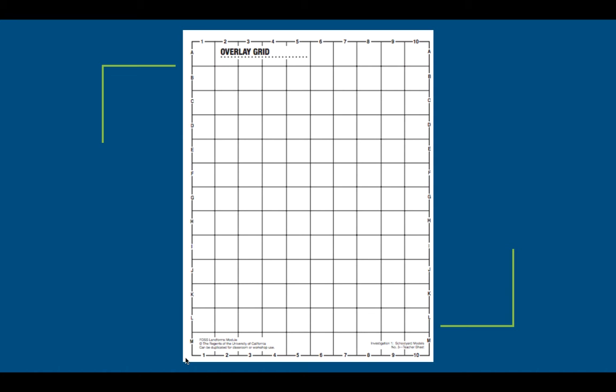I'd like to store these for a few days, so please make sure you get an overlay grid, name on it, and draw as many of the features that you included on your model, please.